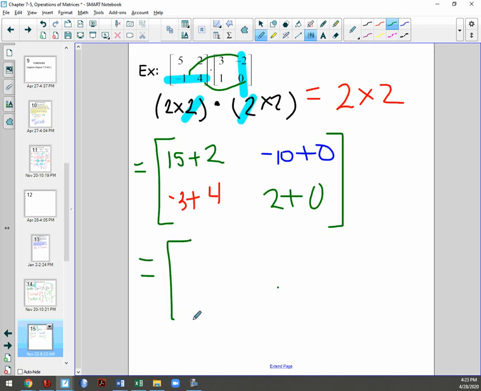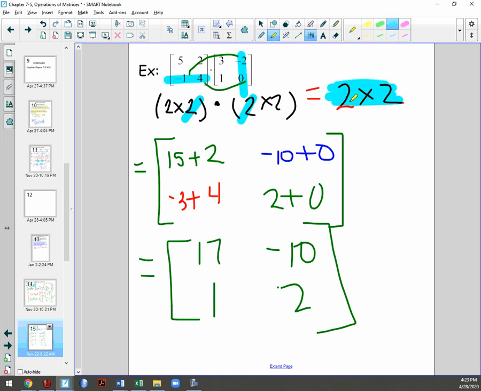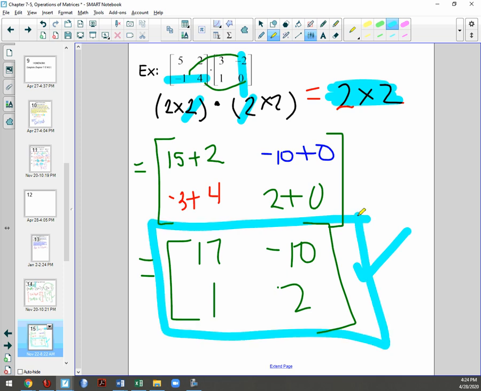So now I'm going to add these terms. 15 plus 2 is 17. That is going to be my row 1, column 1 element. Row 1, column 2 element is negative 10 plus 0, which is negative 10. Row 2, column 1 is going to be negative 3 plus 4, which is 1. Row 2, column 2 is going to be 2 plus 0, which is 2. Now here's the question: did I obtain a 2 by 2? Yes, I did. This is my answer. Okay?